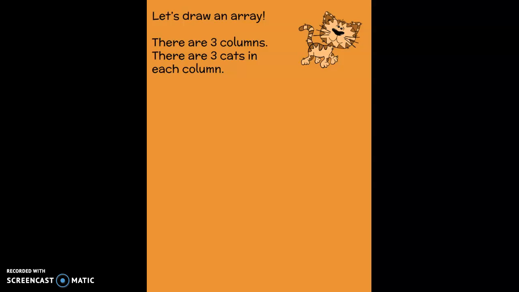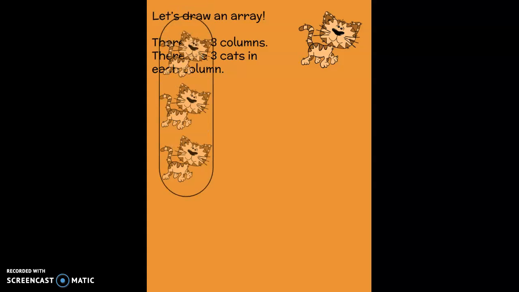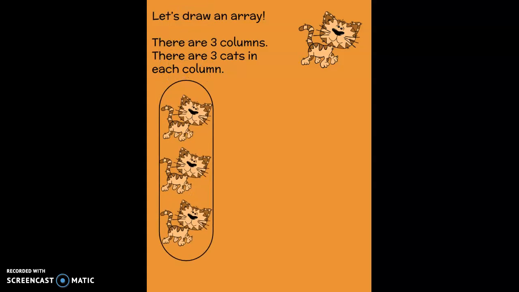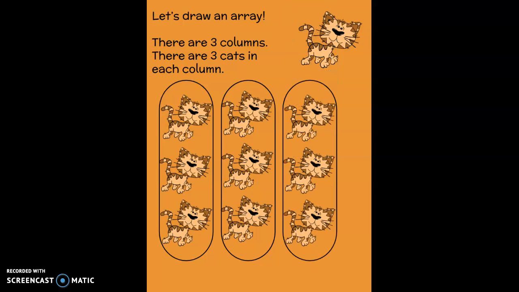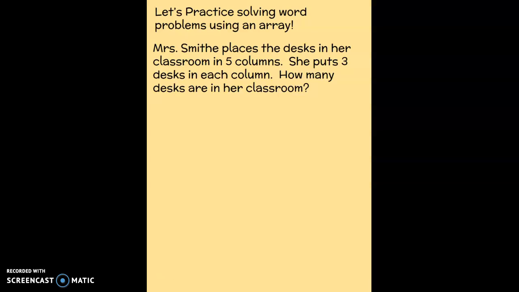Let's draw another array with columns in the story problem. There are 3 columns. There are 3 cats in each column. Column 1 has 3 cats. Column 2 has 3 cats. And column 3 has 3 cats. 3 plus 3 plus 3 equals 9.